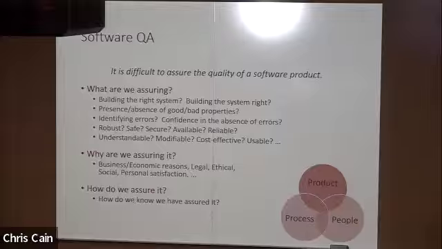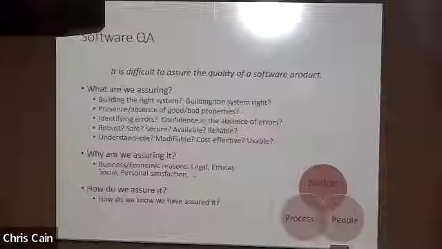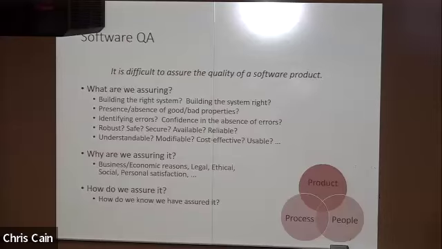Do we have the presence or absence of good or bad properties? We need to define what all of those are, as well as what good and bad means with regards to the overall project. What process are we using for identifying errors? When can we be confident that there aren't major bugs in a software release? How do we do that?